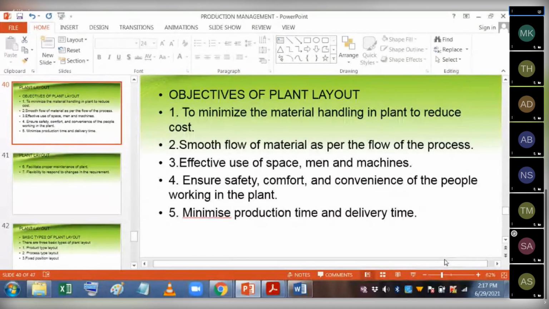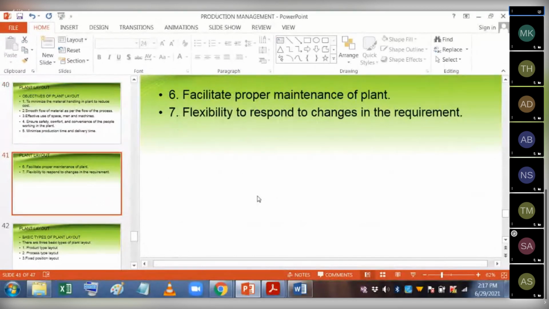All this will result in minimization of the production time and delivery time. Then, facilitate proper maintenance of the plant. I was telling you the other day that you have to leave space all around the machine so that the maintenance people can approach the machine from all sides. Otherwise, they will have to bend down and go below the machine, and the maintenance work will be disturbed. He will not be interested to do the job happily if he has to take physical trouble to go near the machine for maintenance.